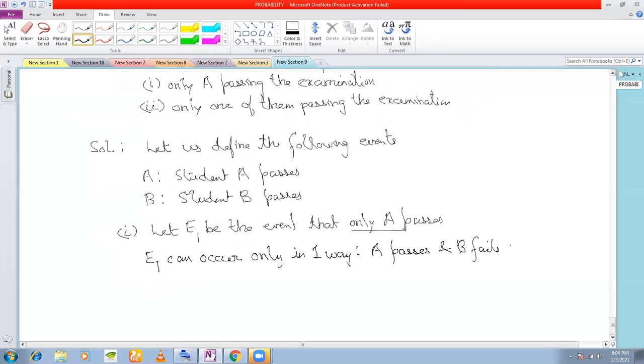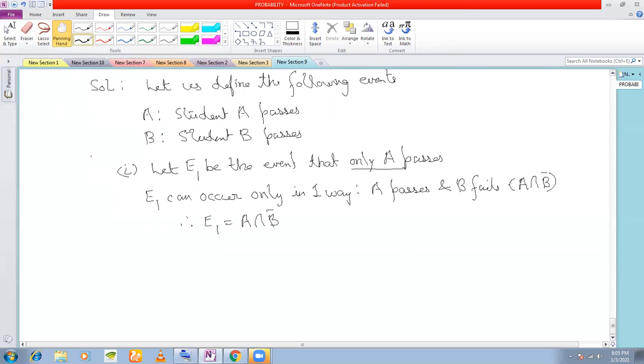And what is this event? A intersection B complement, right? So therefore, E1 is the same as A intersection B complement, right? That means P(E1) must be equal to P(A intersection B complement), which we can write now as P(A) into P(B bar).